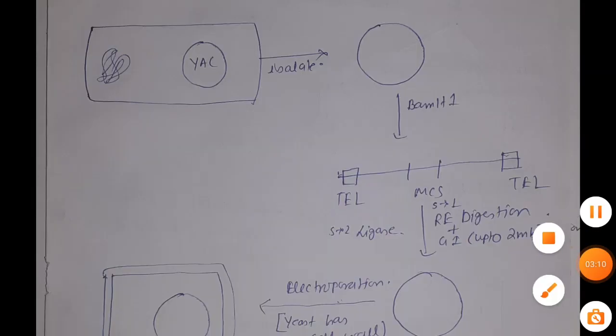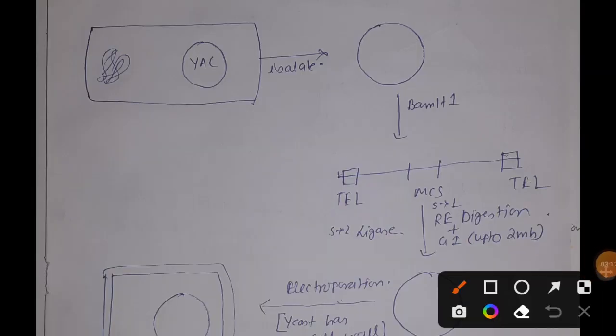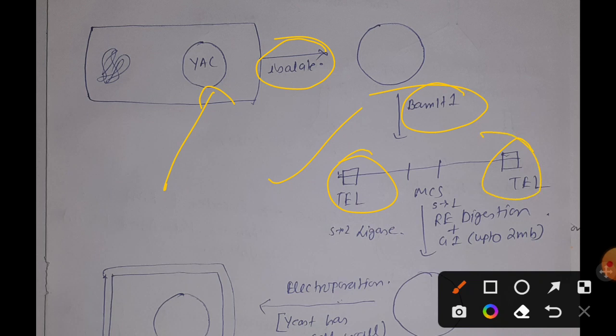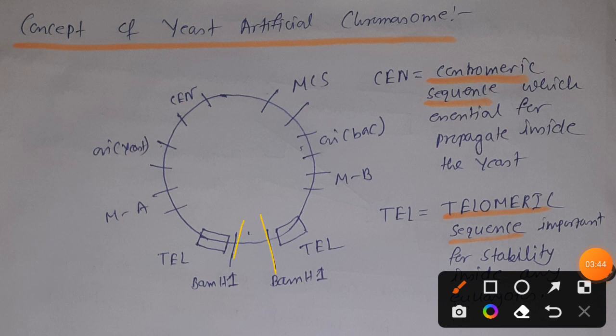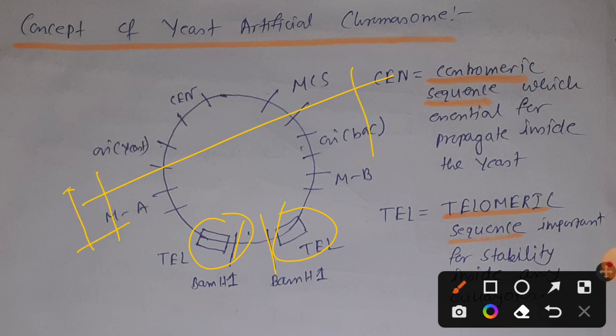In general, YACs are grown in bacteria. When needed, it can be isolated by a plasmid isolation protocol, because it is nothing but a circularized plasmid DNA inside bacteria. Once we have isolated it, we will apply BamHI to linearize it. Now this linearized YAC has telomeric sequences at the two ends, and that is why we have placed BamHI here, so that the telomeric sequences will be present at the two ends of the linearized YAC.